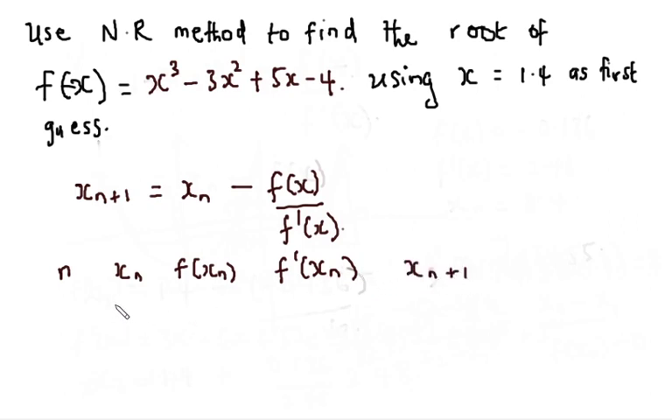So for my first step, I have my n to be 1, and I had my xn to be my first guess, which is 1.4. And I have my f of xn to be minus 0.136. Then I had my f prime of xn to be 2.48. And then I had my xn plus 1 to be 1.455. So next up, I can just use this formula and the corresponding values of xn. So my next term will be 2 here.